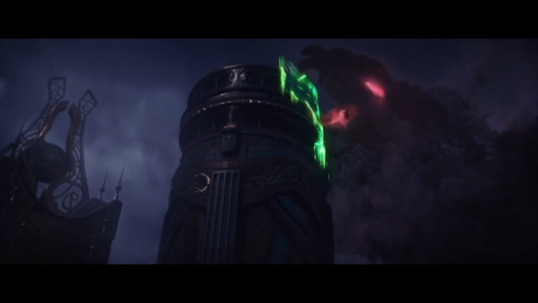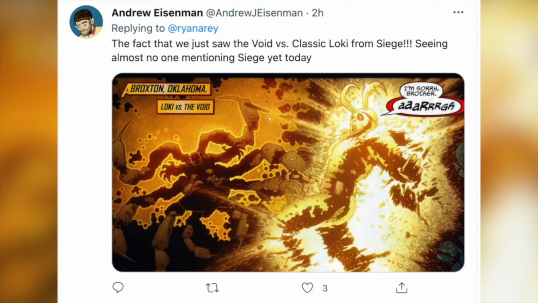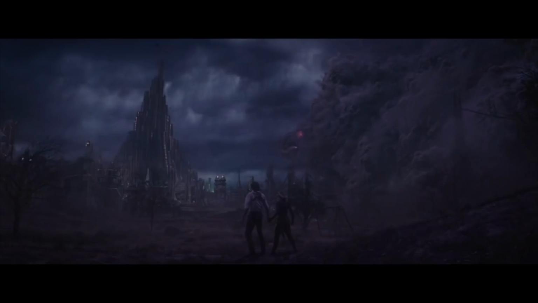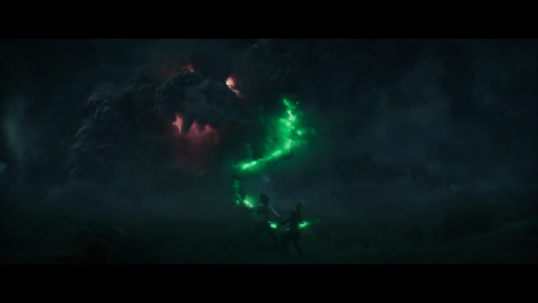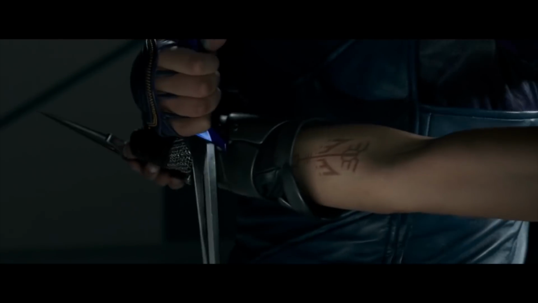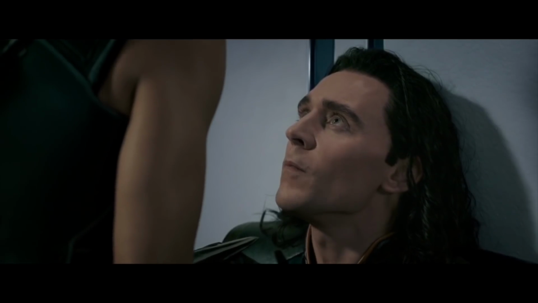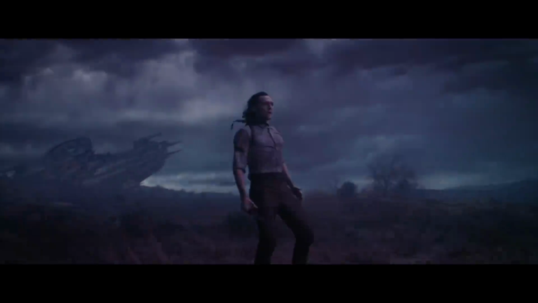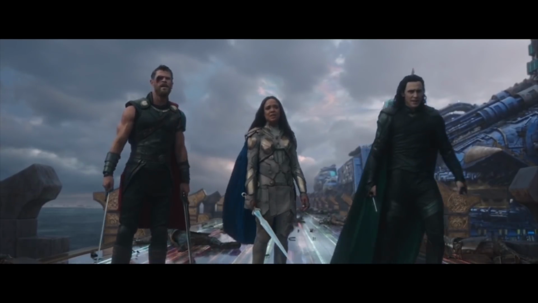Andrew Eisman on Twitter points out that the Void versus Classic Loki is taken directly from the Siege comic books. When Sylvie mentions Loki helping to enchant others, he says, "I don't know how!" But we've actually seen him do this before, to Valkyrie in Ragnarok. Must be a very painful memory.